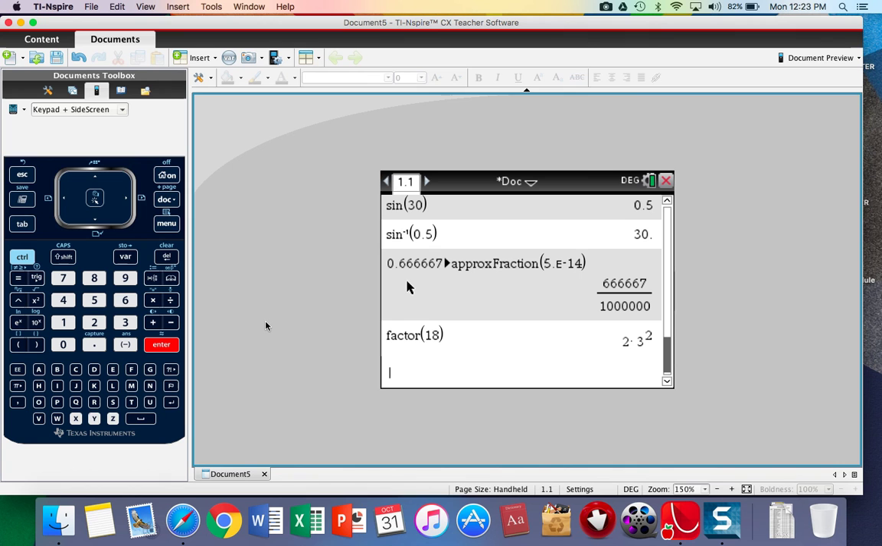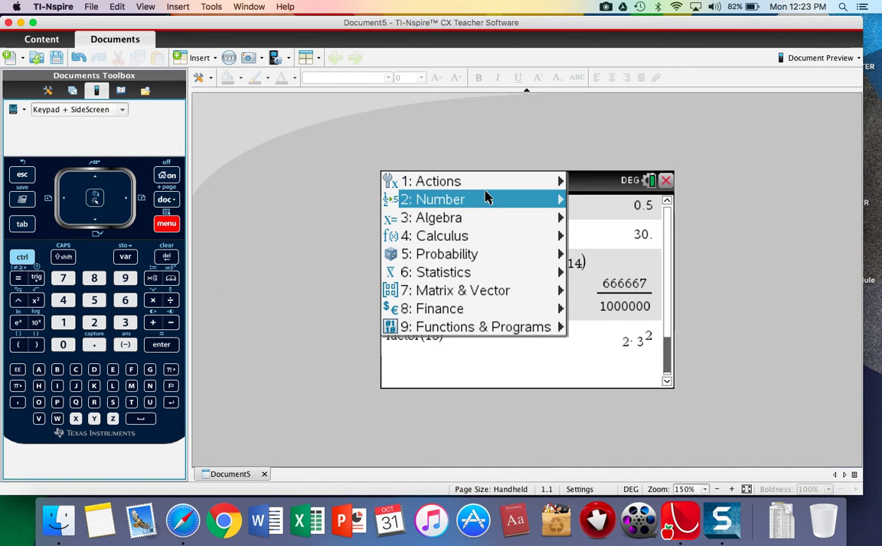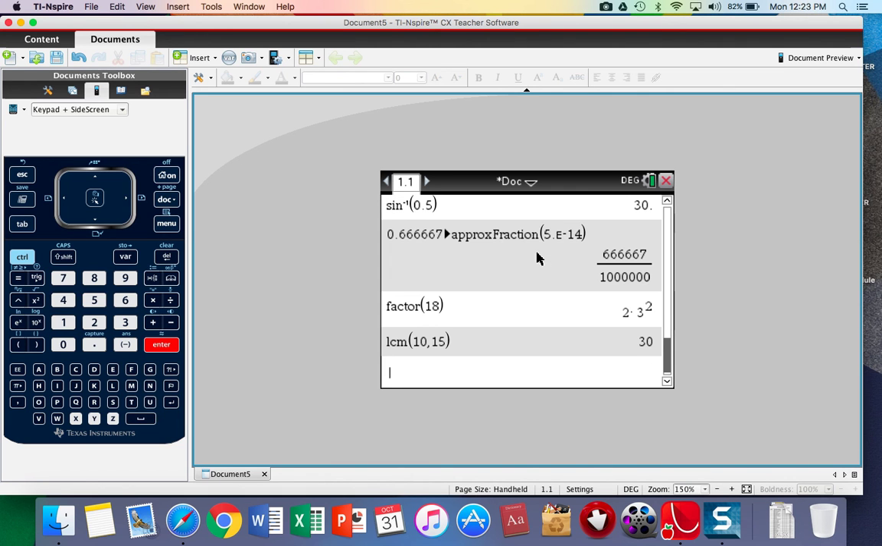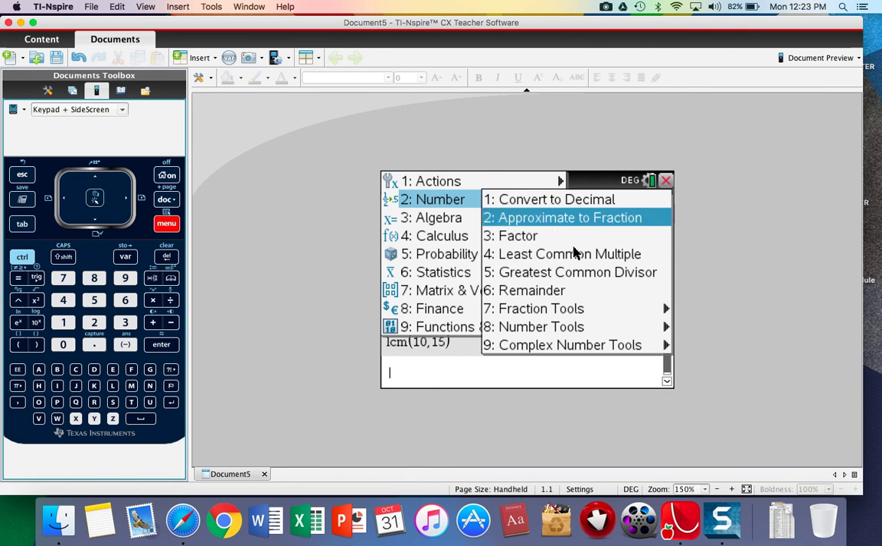Okay. You can also find the LCM of two numbers or more using this option. Let's say menu, number. Let us say you want to find the least common multiple. I want to find the least common multiple of 10 and 15. Enter. It gives you the answer. The answer is 30. Similarly, using this, you can also find the greatest common divisor. You can also find the remainder.